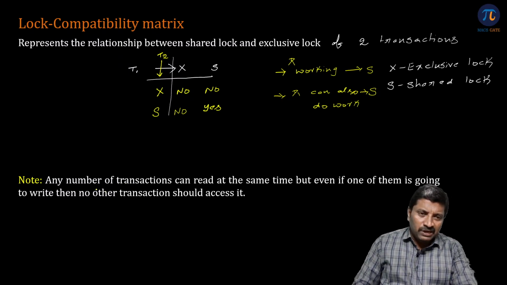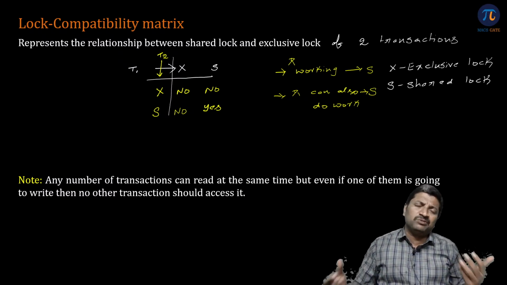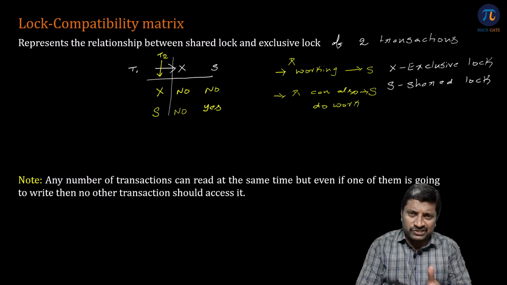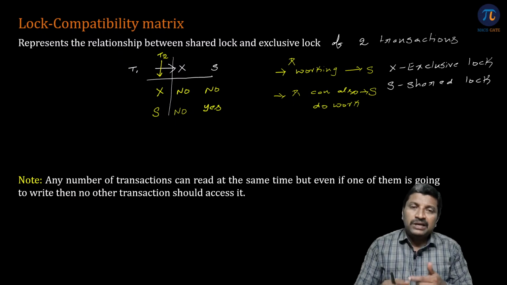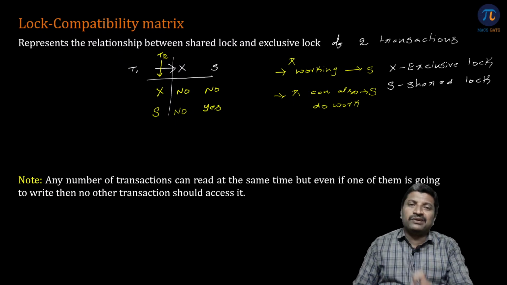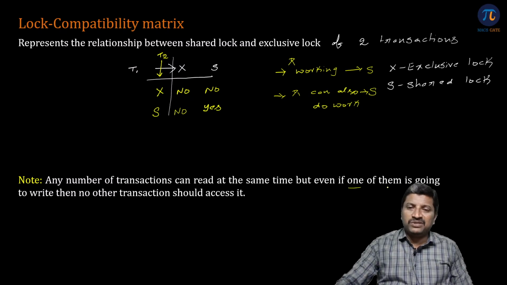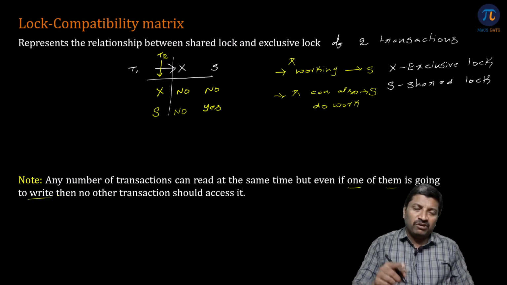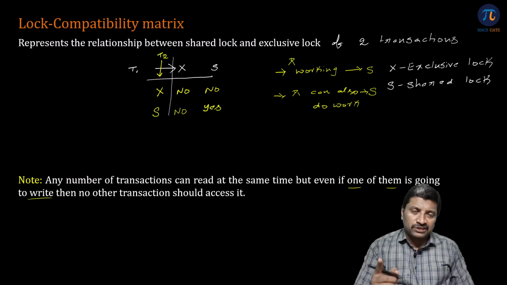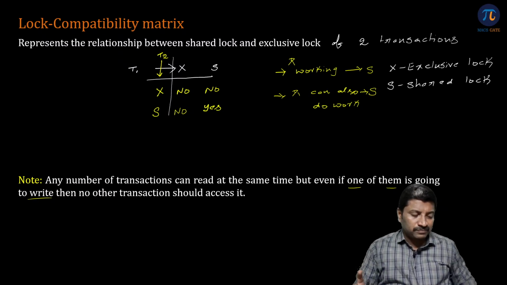So the main points are: any number of transactions can read at the same time. There is an object, not only 2 or 3, but 30 members, 100 members. Members here means transactions. Any number of transactions can read the same data item. But whenever one of the transactions wants to write it, no other is allowed to work on it. Even if only one among all of them is going to write or is writing, then no other transaction is allowed to access the item. That is the meaning of this lock compatibility matrix.